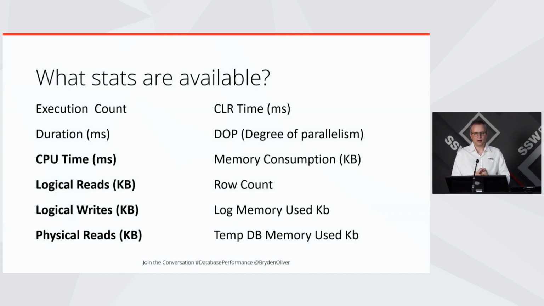Then there's a bunch of other ones. CLR time: if you've got some script executing in there that's hitting the common language runtime, that'll tell you how long that took. Degree of parallelism tells you if that piece of your query is running in parallel, so whether it's being run on multiple CPUs on your server. You can see how much memory you've consumed. If you end up with a memory-constrained SQL Server, you may look at that memory consumption one, but generally you don't need to worry about it too much. Then there's a row count and some other memory statistics, which you would very rarely find useful.